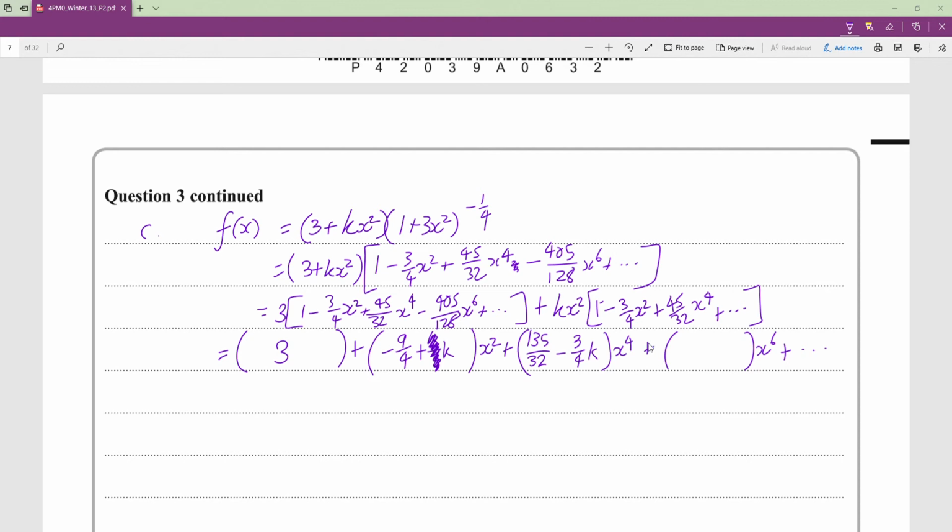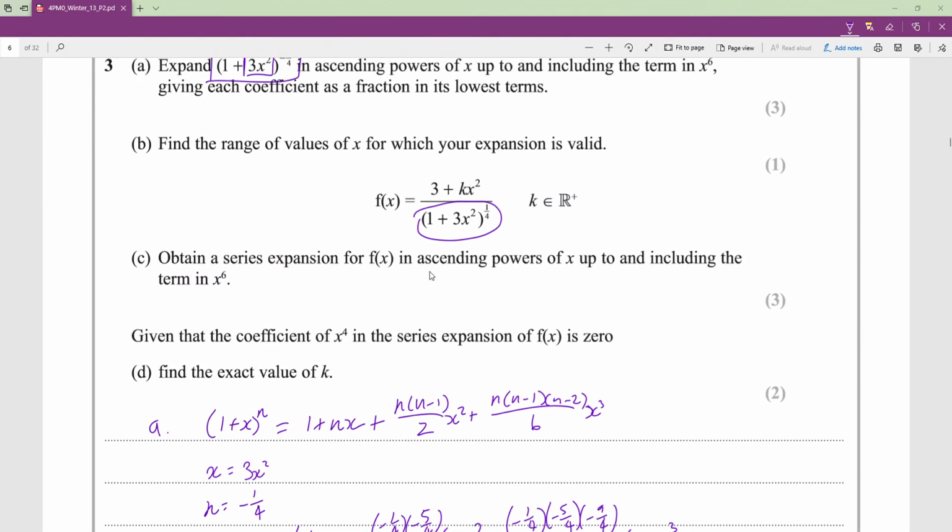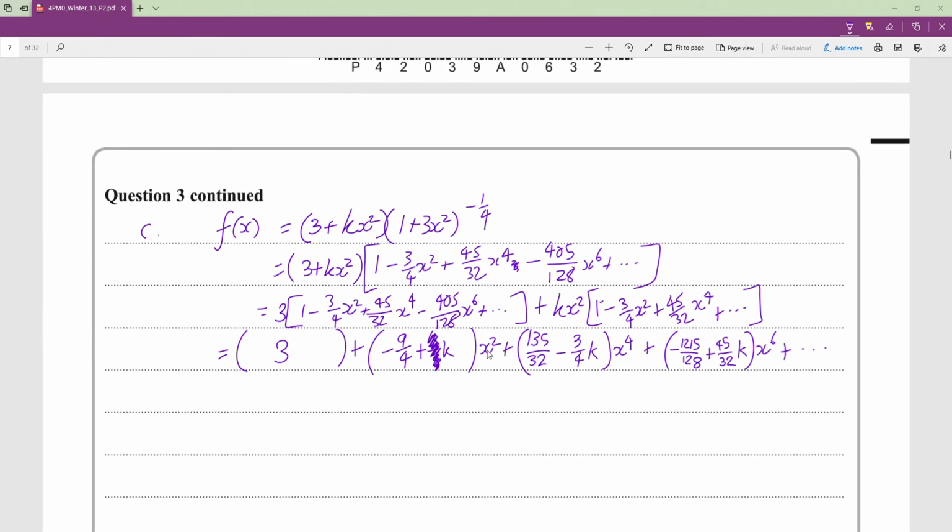And then finally for the x to the 6th term, it's 3 times minus 405 over 128, so minus 1215 divided by 128. And then on this side, kx squared times plus 45 over 32 x to the 4, so it would be plus 45 over 32k. So obtaining a series expansion for f(x). Yeah, this is exactly it. We cannot simplify it further than this, simply due to the fact that all of them are in a plus bk form, which is as simple as you can get. No fractions need to be simplified further.